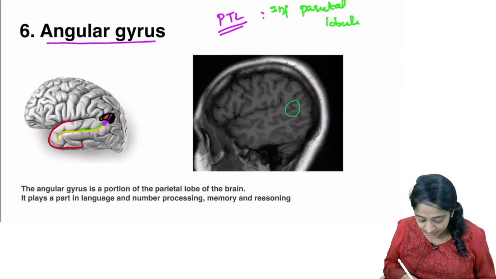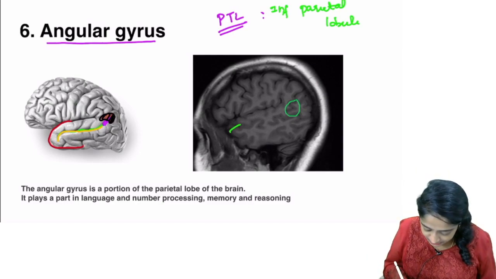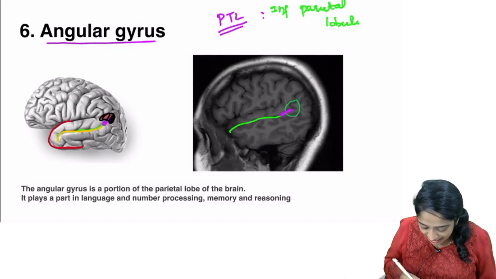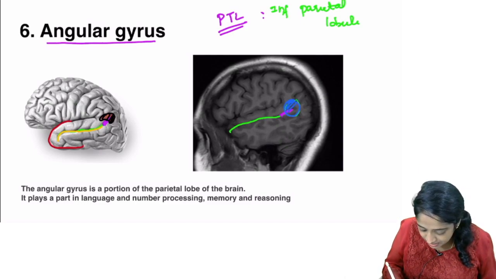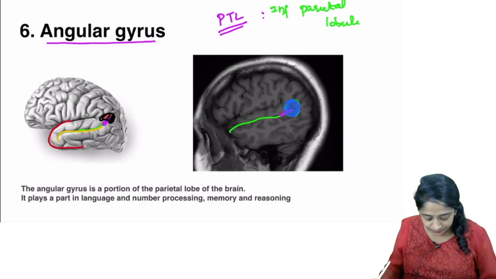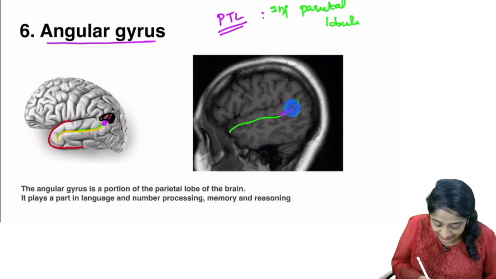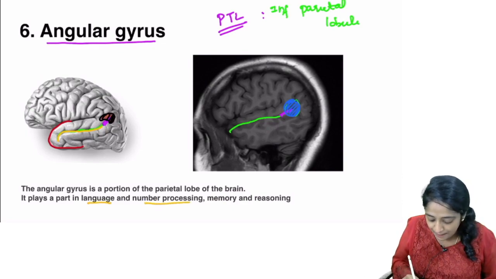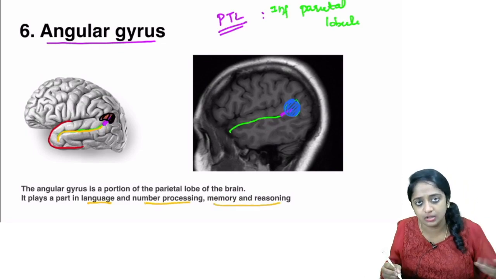You have to first trace out the superior temporal sulcus. Okay, the ascending most part, this one is the angular sulcus, and the capping it, the parenchyma, is our angular gyrus. Now, what is its function? It is involved in language, number processing, memory, and reasoning. Lots and lots of function.